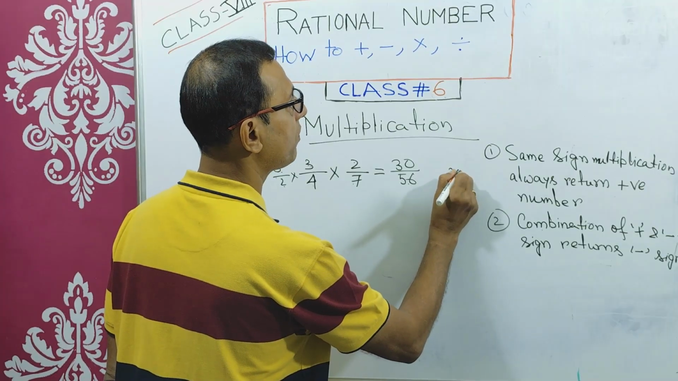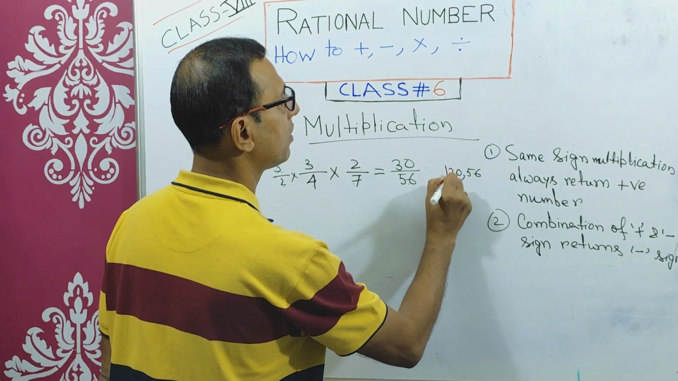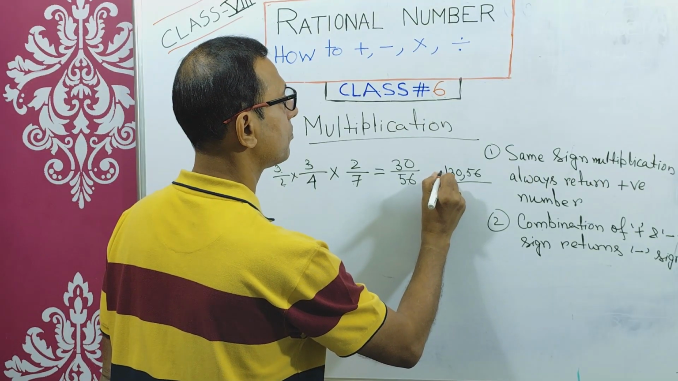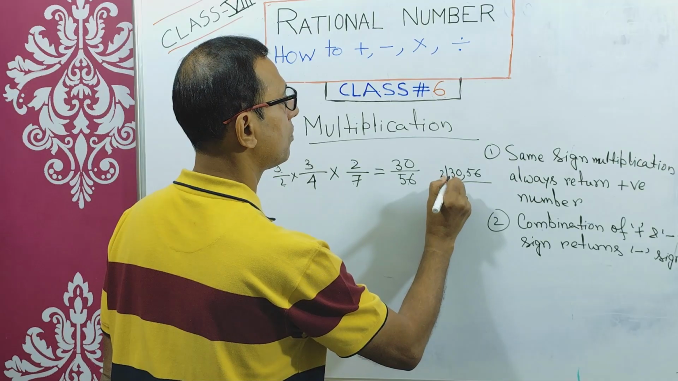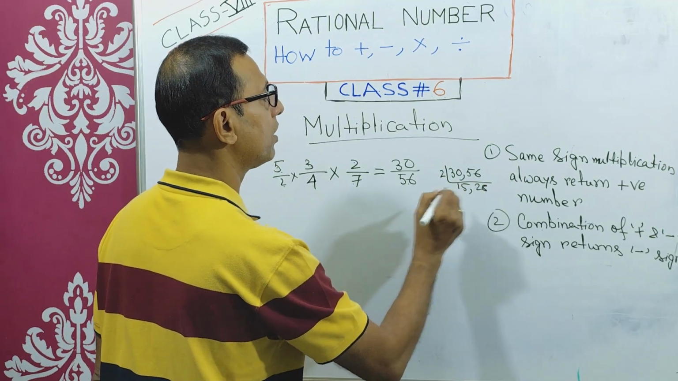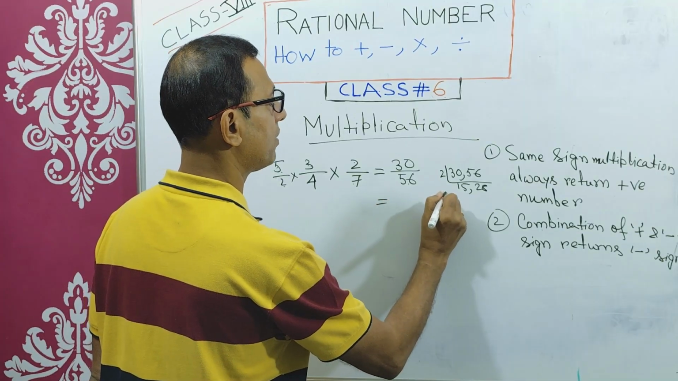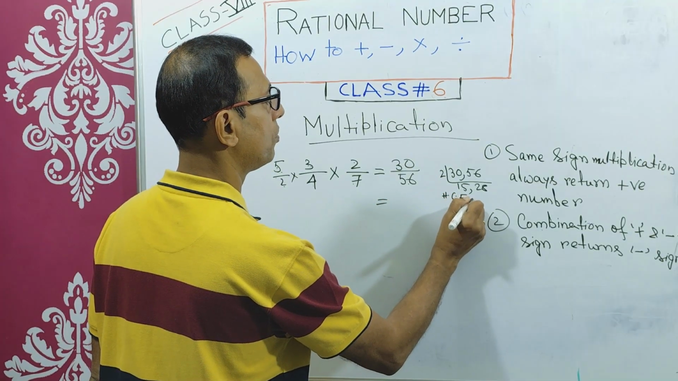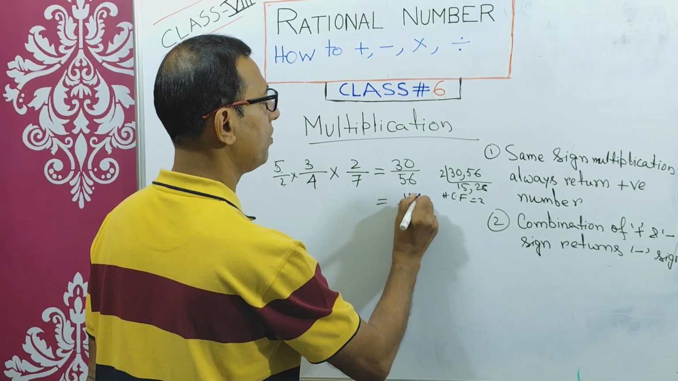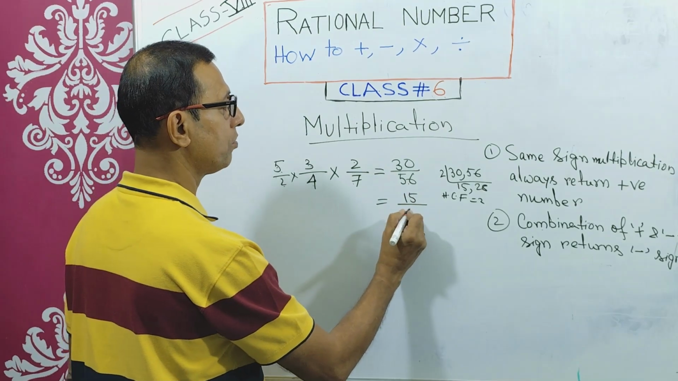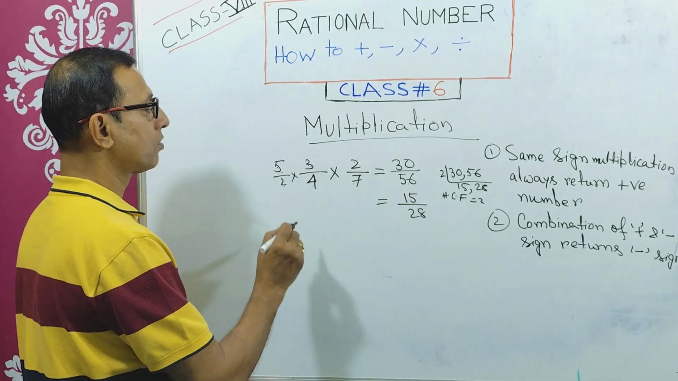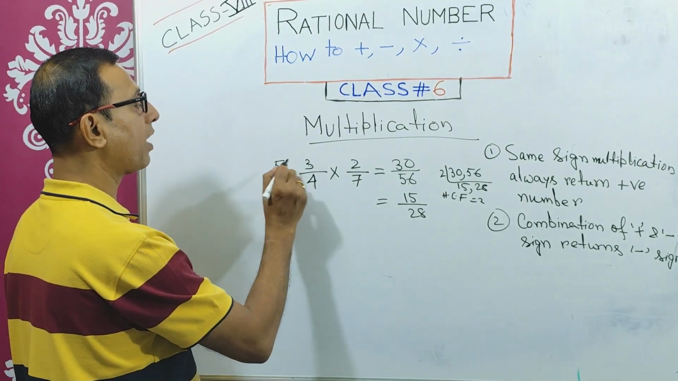So what is the HCF of 30 and 56? It is 2, giving 15 and 28. So 2 is the HCF. HCF equals 2. That means 30 by 2 is 15, 56 by 2 is 28. Okay, so it is plus, plus, plus.